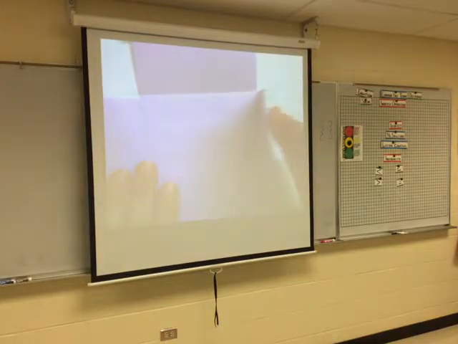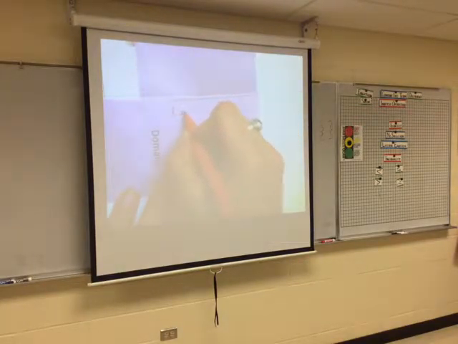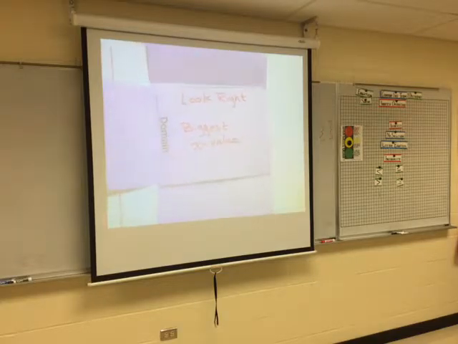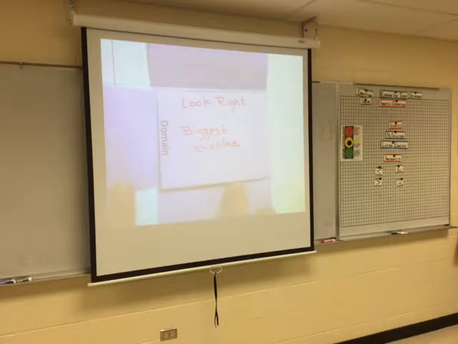Then I'm going to fold the right side in. We're going to look right, and this is going to be the biggest x value. So domain are the x values that we're looking for.